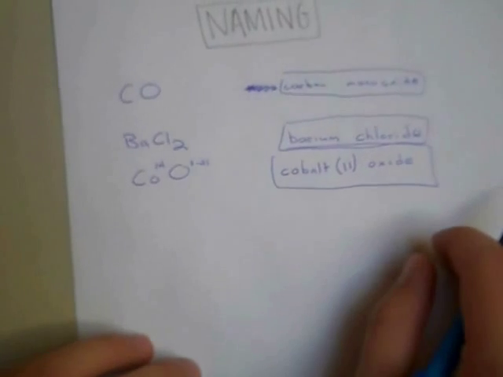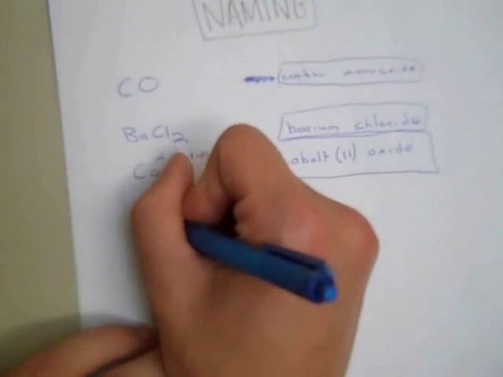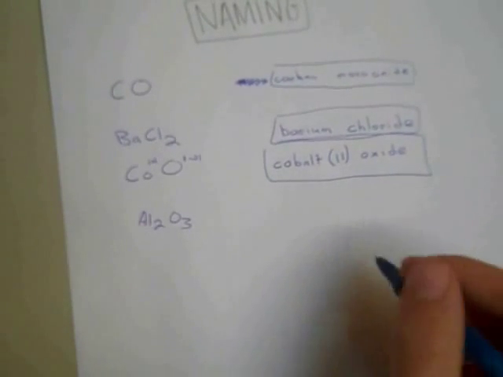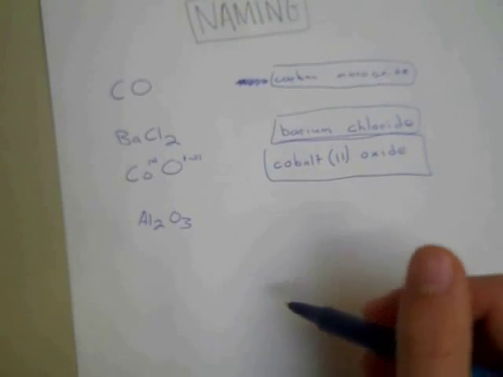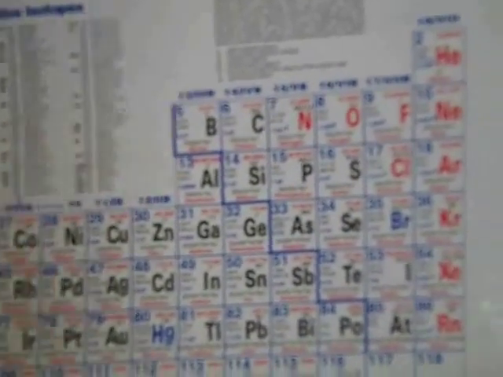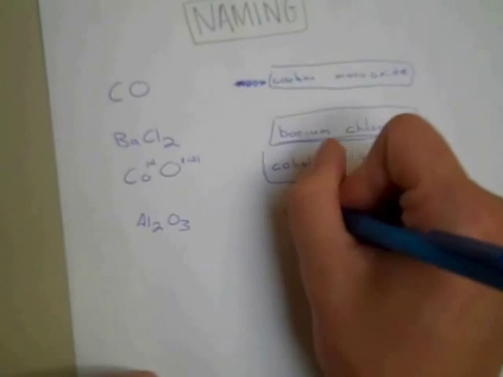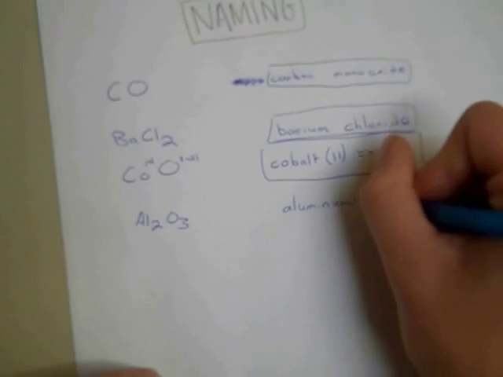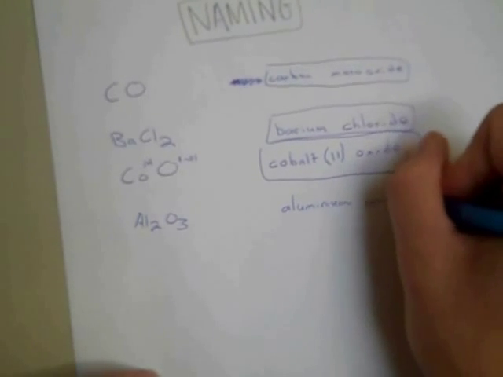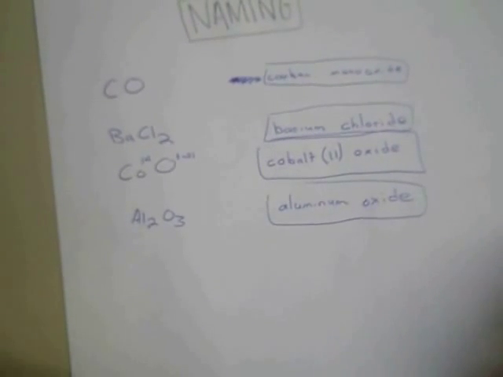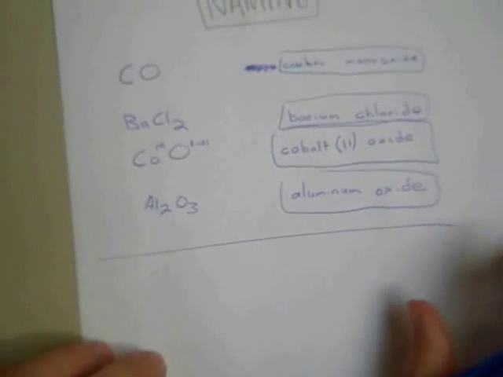And then our fourth one in this section is going to be Al2O3. And when you look at your periodic table, you'll notice that aluminum only has one oxidation state, which is 3. Meaning you don't have to mess with any of this Roman numeral stuff. So all you do is you name your metal, aluminum, and then your nonmetal with an IDE ending, aluminum oxide.